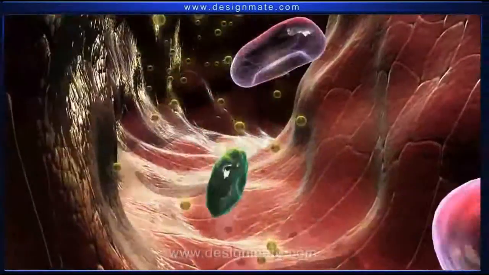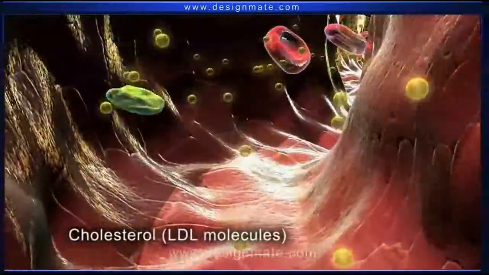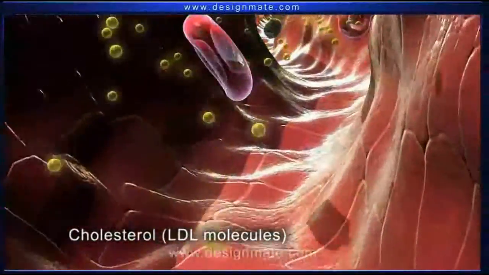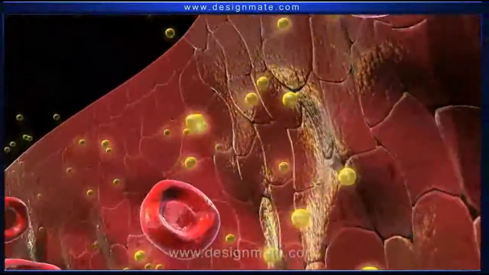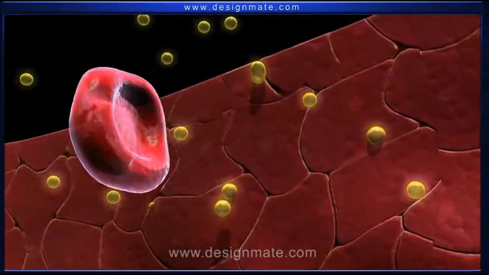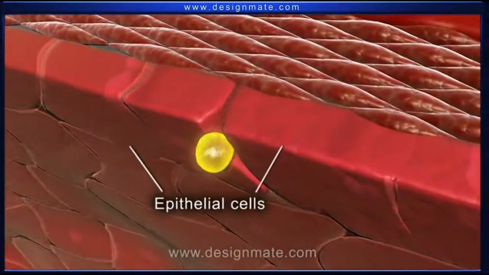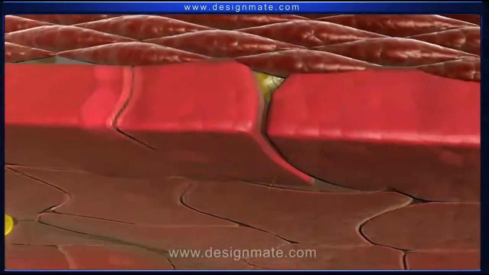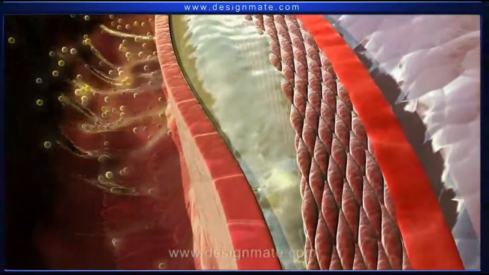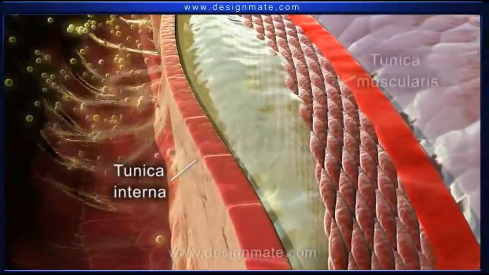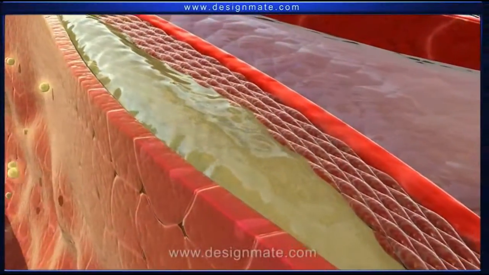When the blood carries a higher level of cholesterol in the form of LDL molecules for a longer period of time, these cholesterol molecules tend to settle on the surface of the artery. Here they are absorbed through the epithelial cells and form a layer between the tunica interna and tunica muscularis. This layer is called the plaque.